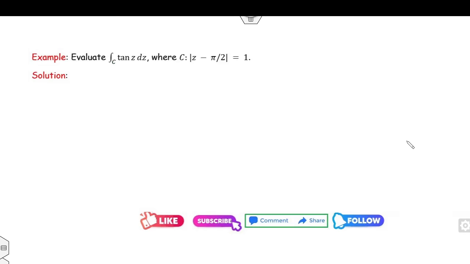Look at this next one. Evaluate. Okay, I will tell you the 2 different methods. You can see I can write the tan term as sine over cos.